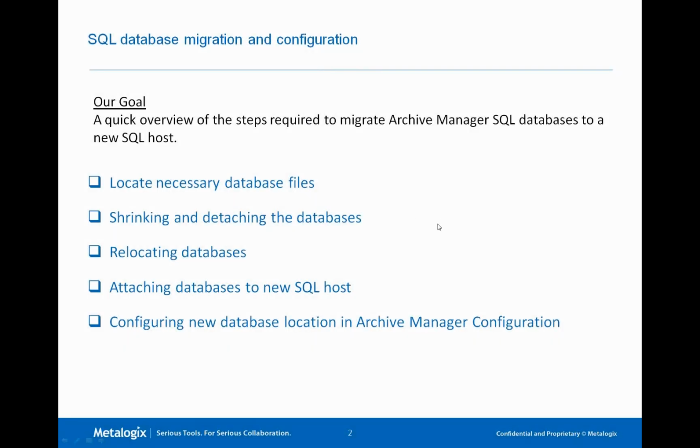Okay, so our goal is an overview of the steps required to migrate Archive Manager SQL databases to a new SQL host. And it's a really straightforward process. We're going to go through it piece by piece. And if you have any specific issues or questions, just bring them up at the end and we'll go from there. We're going to start with locating the necessary database files. And I'm just going to flip over to my test server here, and I'll show you where we can find that.